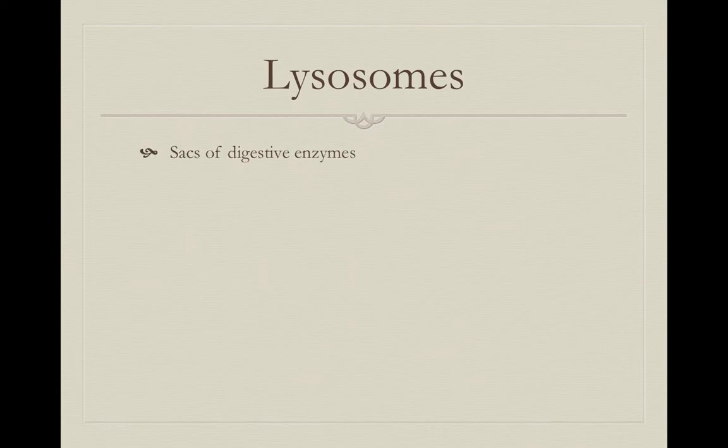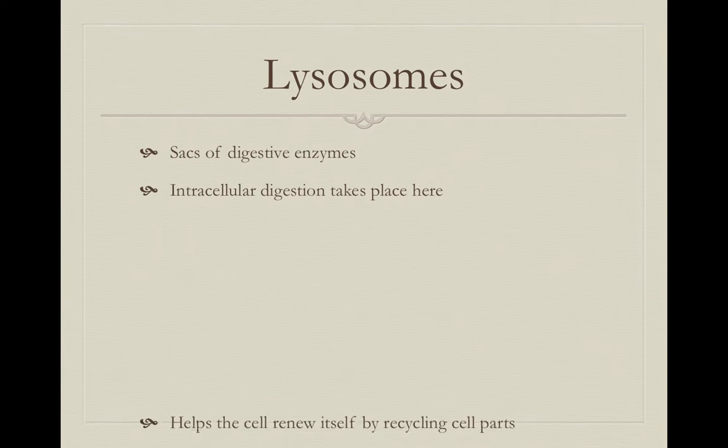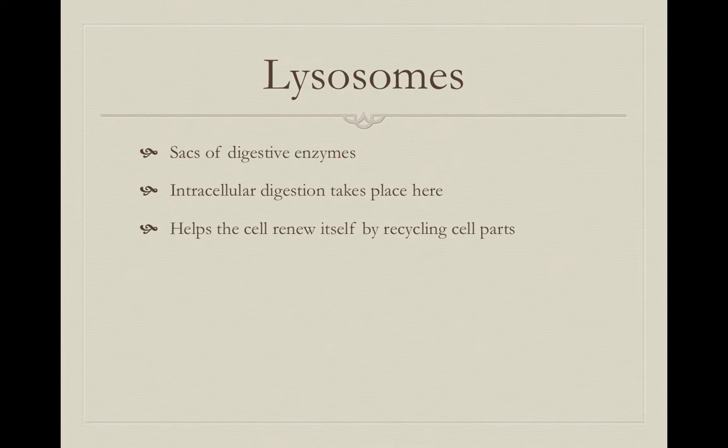Lysosomes. Lysosomes are sacs of digestive enzymes, and this is where intracellular digestion takes place. So lysosomes help the cell renew itself by recycling cell parts. And they're usually not found in plant cells, they're more abundant in animal cells. I like to call lysosomes the waste treatment for the cell because it just gets rid of things that the cell doesn't need, but it recycles parts, so it treats the cell and gets rid of waste.